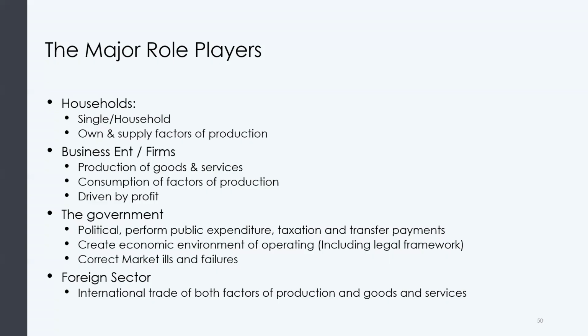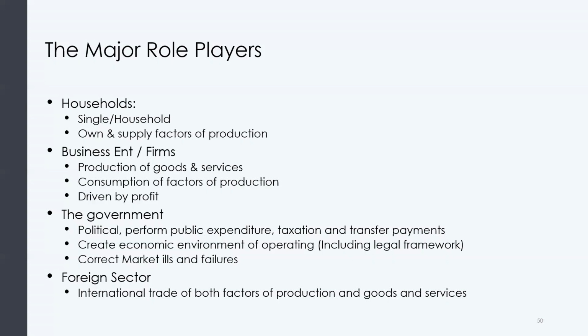Now, the reason why the business is important is because the business is the one that does the production. If you want clothes, you go to a business that produces clothes. If you want food, you go to a business that produces food. If you want a car, you go to a business that produces cars. Right. So businesses are the ones that do the production.